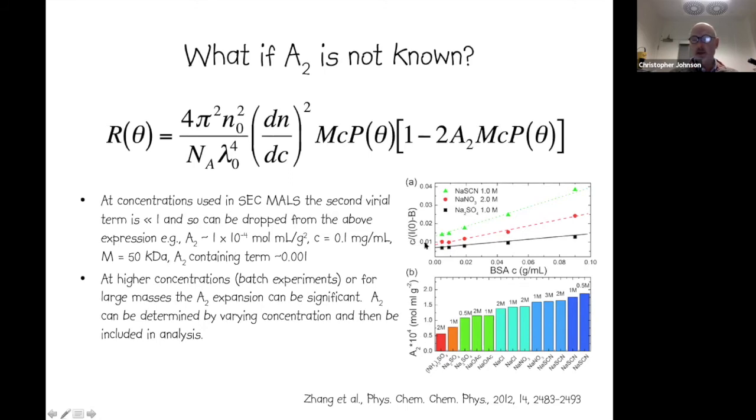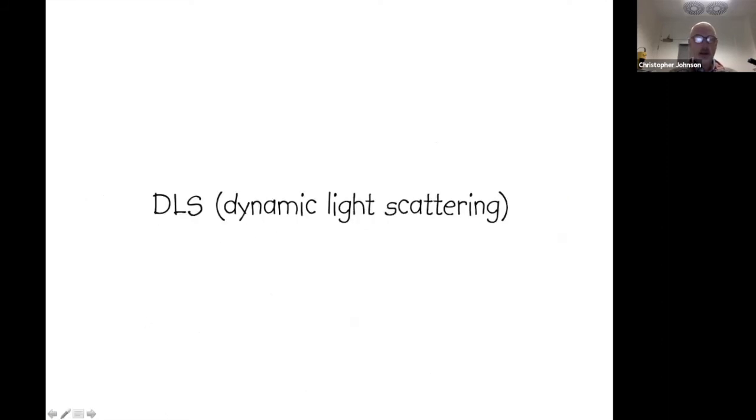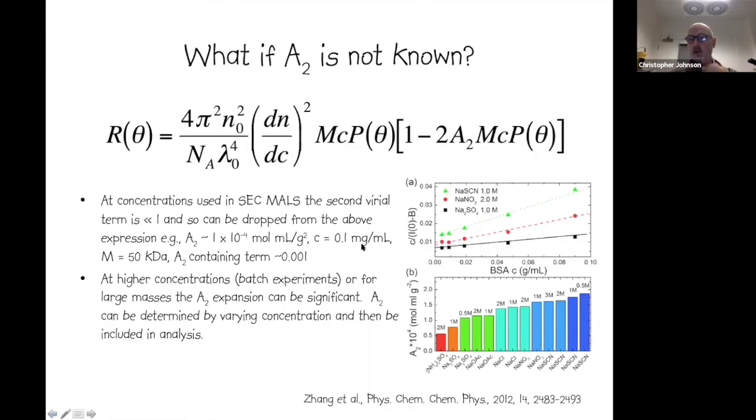And you can see here that typically for this particular system, and this is typical of many, the second virial coefficient is on the order of 10 to the minus 4. Therefore, if we work at about 0.1 mg per mil, remember, if we inject sample onto an SEC column at 1 mg per mil, it may well end up at around 0.1 mg per mil during the chromatography because of dilution on the column. The molecular weight is, say, 50 kilodaltons, and therefore this A2 containing term becomes 1 to the minus 3.